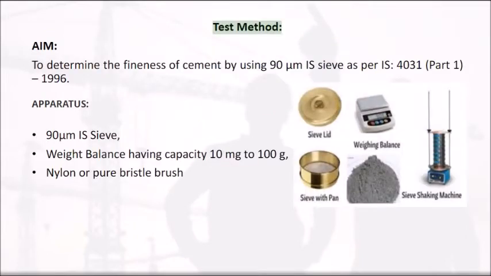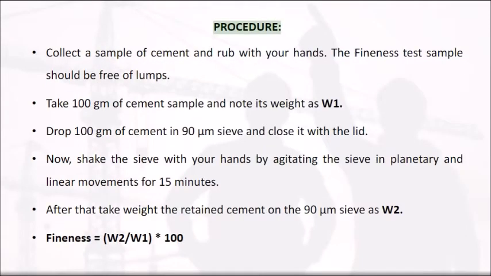Test method. Aim: to determine the fineness of cement by using a 90 μm IS sieve as per IS 4031, Part 1, 1996. Apparatus: 90 μm IS sieve, weight balance having capacity 10 mg to 100 g, nylon or pure bristle brush. Procedure.